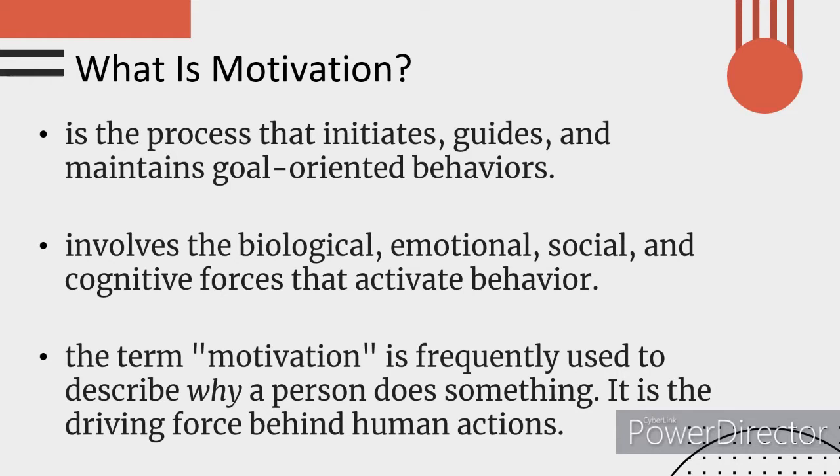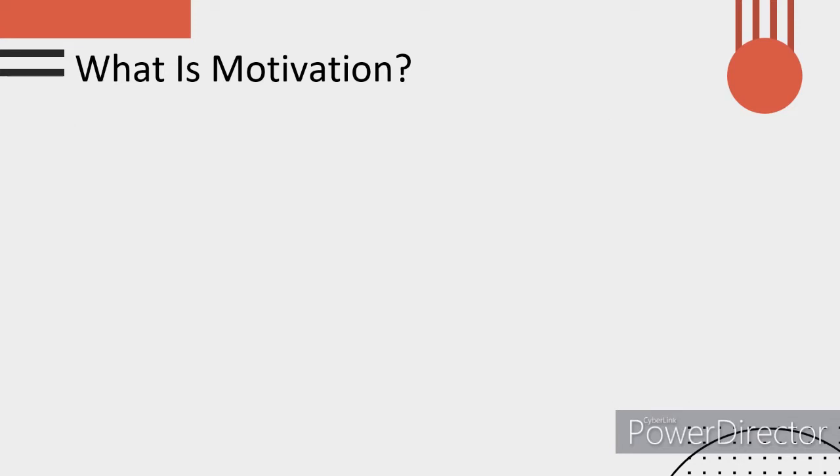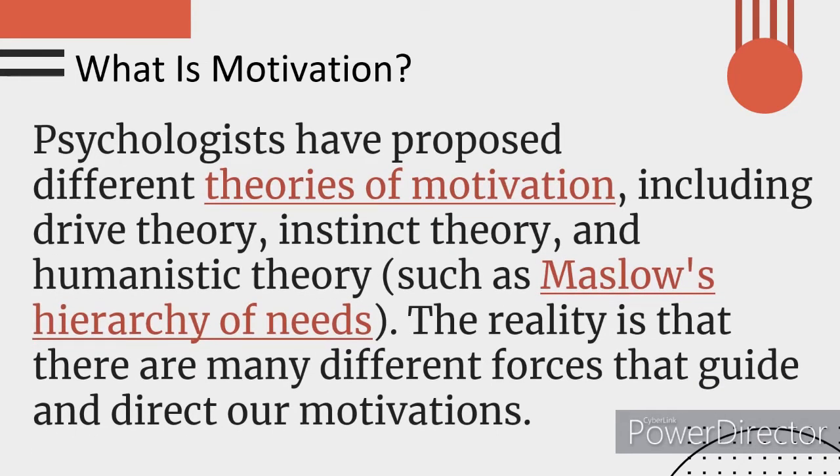And as a result, we often have to infer the reasons why people do the things that they do based on observable behaviors. And what exactly lies behind the motivations for why we act? Psychologists have proposed different theories of motivation, including drive theory, instinct theory, and humanistic theory, such as the Maslow hierarchy of needs. The reality is that there are many different forces that guide and direct our motivations.